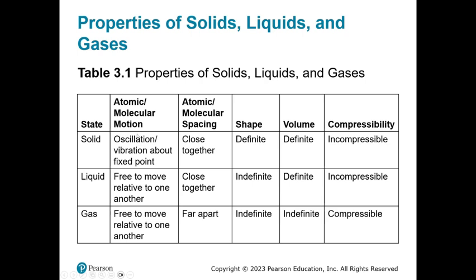Solids are fixed in their location. They can't move past each other, so they just vibrate. Since they're fixed in position, they have a definite shape, and since they're not compressible, they have a definite volume. Liquids are able to shift past each other and move freely, so they'll form to whatever vessel they're in. They don't have a definite shape, but they do have a definite volume. You can't compress them. And then gases are incredibly far apart. They're free to move however they want. They'll take the shape of any container, and they'll take the volume of whatever the container or conditions allow for.